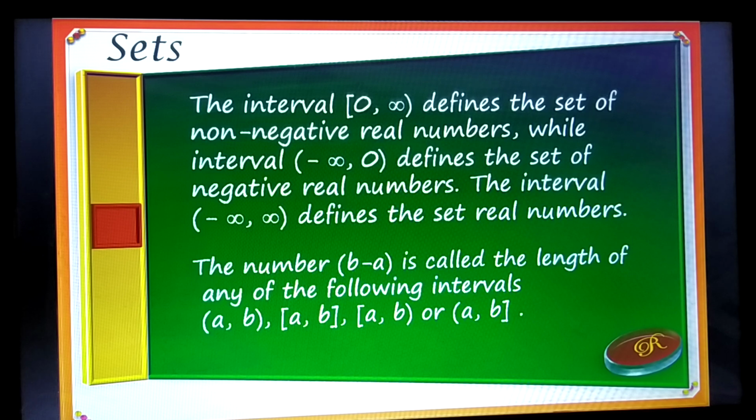The interval from 0 to infinity, including 0, defines the set of non-negative real numbers, while the interval from minus infinity to 0, excluding 0, defines the set of negative real numbers. The interval from minus infinity to infinity defines the set of real numbers. The number b minus a is called the length of any of the following intervals.